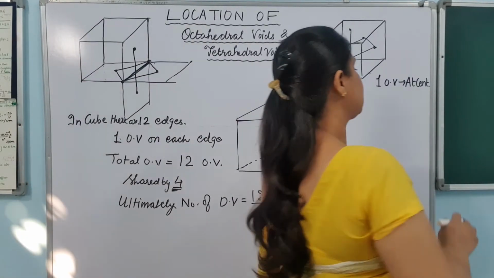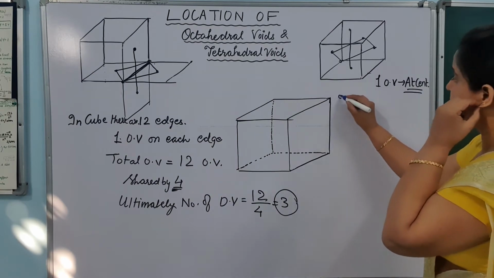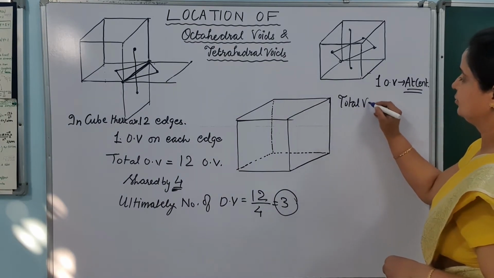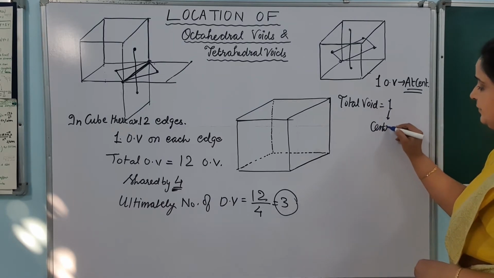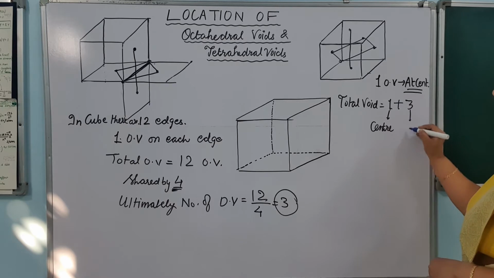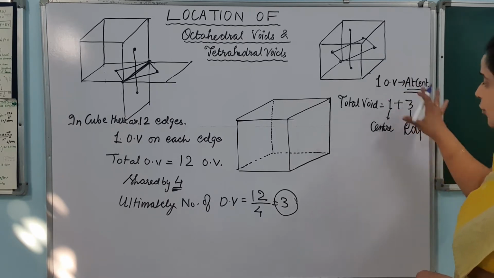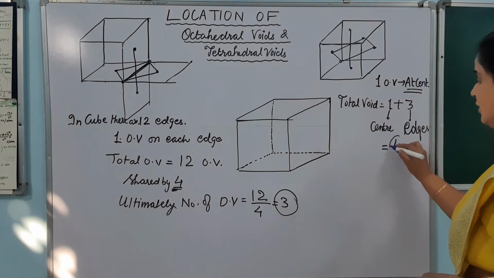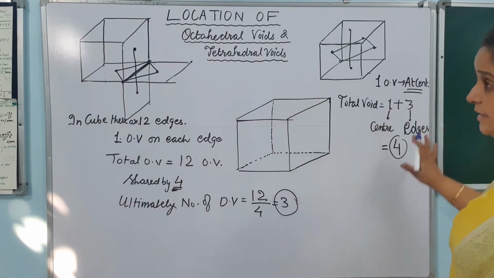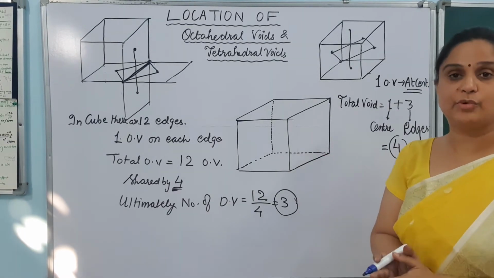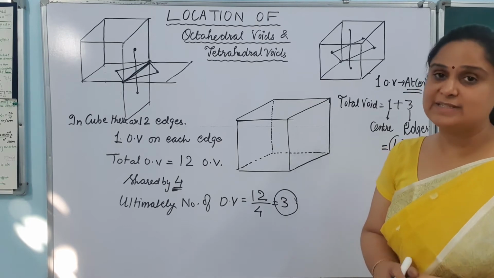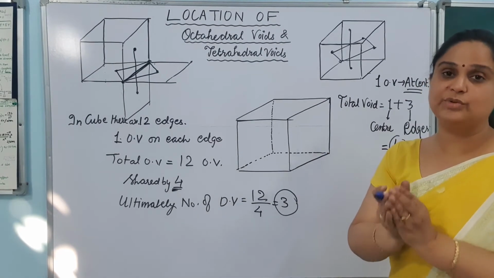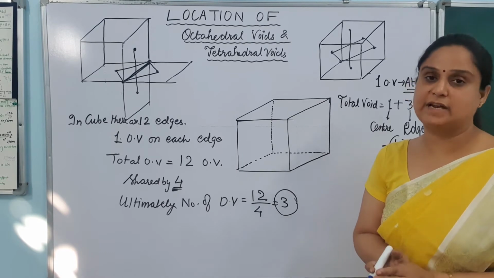1 octahedral void is present at the center. So total voids कितने हुए? 1 from the center and 3 from the edges. So I hope it is clear. Total हो गए 4. So total number of octahedral voids in the unit cell will be 4. Overall, 4 octahedral voids will be present inside a single unit cell. Which type of? FCC kind of unit cell.